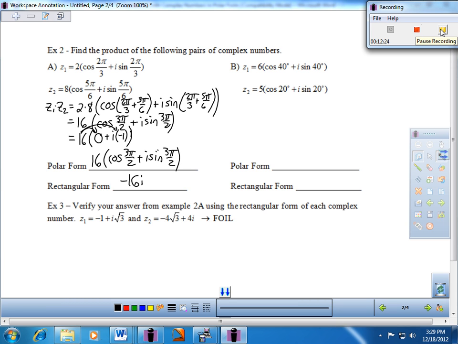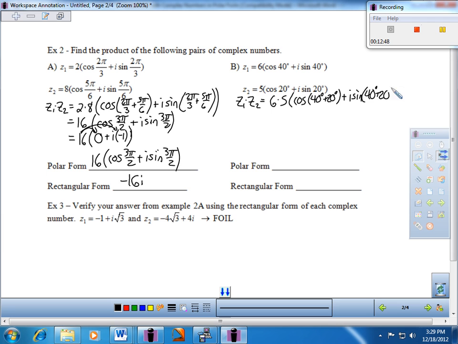Now that maybe we have a little rhythm with this, multiply the r's, add the thetas. I think you'll like degree mode here. So 6 times 5, cosine of 40 degrees plus 20 degrees. And then i sine, same thing, everybody. Add those two angles together. 40 degrees plus 20 degrees. And that's it. Multiply r's, add thetas.